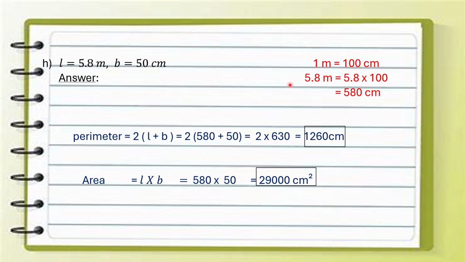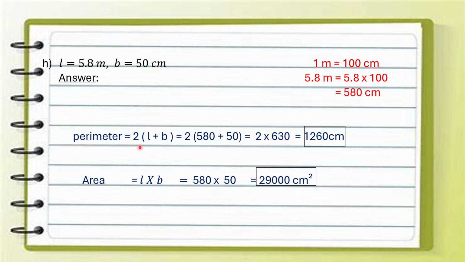Okay. So now here what I did, this 5.8 meter I converted into centimeter. Okay. So 1 meter is equal to how many centimeter? That is 100 centimeter. Now what do we have? 5.8 meter. So 5.8 we have to multiply by 100. So 5.8 into 100 is 580 centimeter. Okay. So what is our L now? That is 580. So what is our B? That is 50 centimeter.